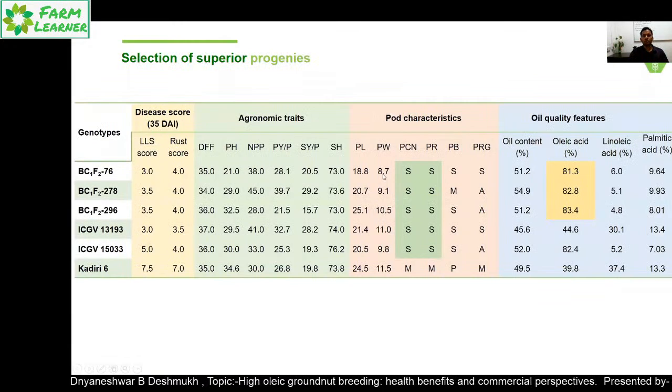Now, when we compile together all the traits which we screened, right from the disease score to agronomic traits to pod characteristics to oil quality, we could find three lines which were resistant to late leaf spot and rust, and which were agronomically preferable, and even in terms of pod characteristics they were preferable, and most important, they were high in oleic acid content.